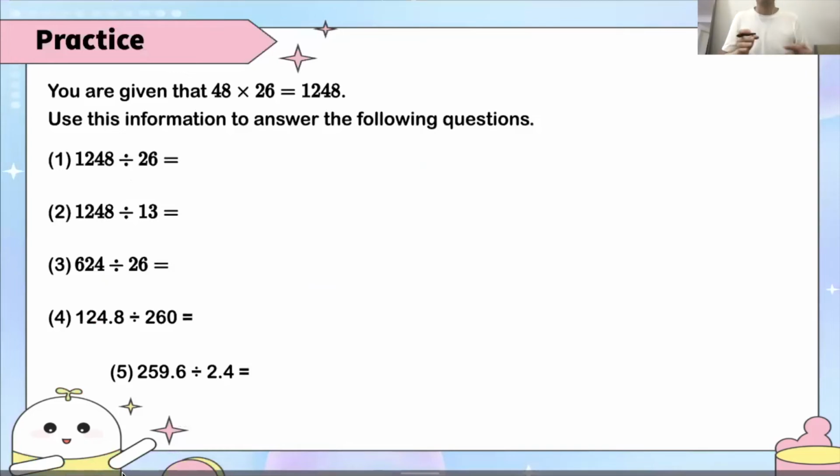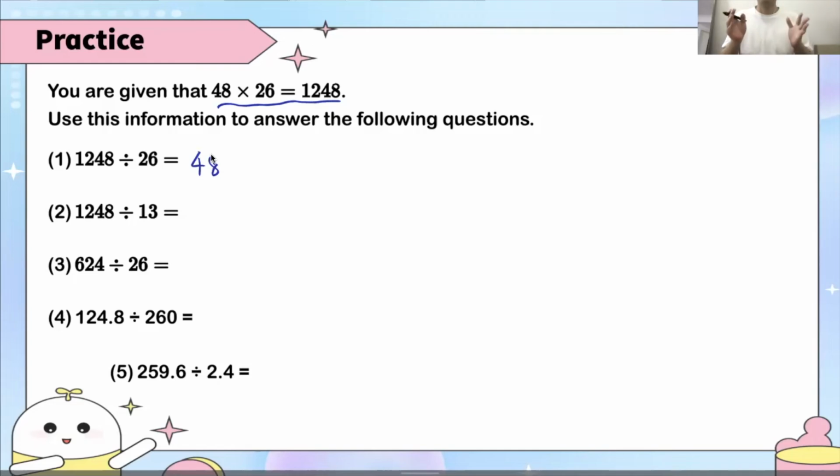So how do we use this part to do this practice? We have 5 questions here. 48 times 26, that is 1,248. Do you remember when we meet a multiplication, that is a family member of division. So we can quickly have another division. That is 1,248 divided by 26. We can quickly have the answer 48.